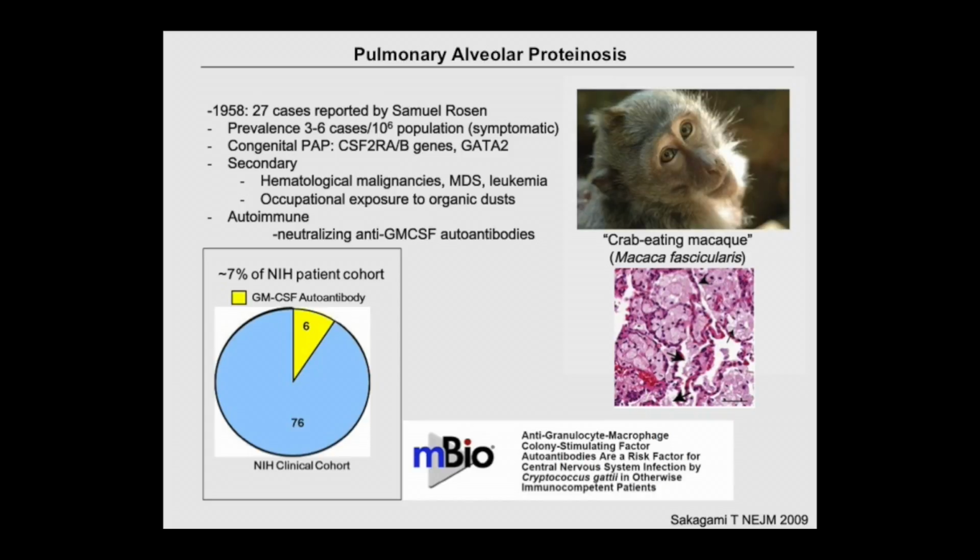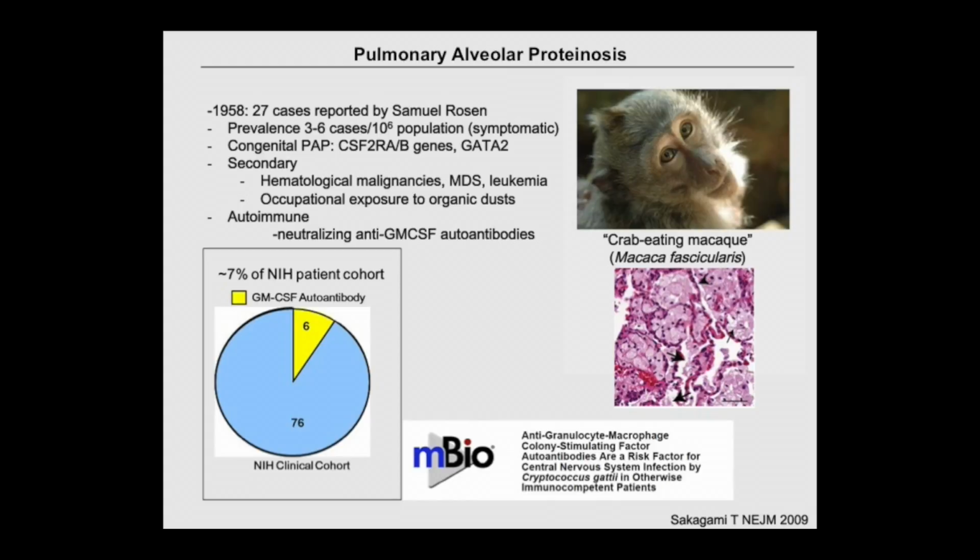There are a number of GATA2 infections, and there's been one association with cryptococcal meningitis. But most of them are due to this neutralizing anti-GM-CSF autoantibody. And as was shown years ago, if you put the GM-CSF antibody into a macaque, you can reproduce this disease. So it's an important but small cause of this syndrome.